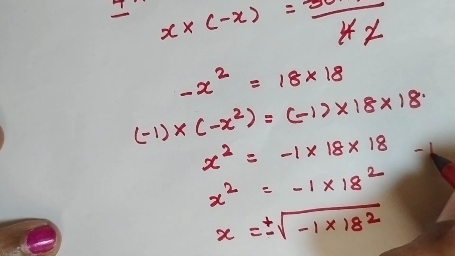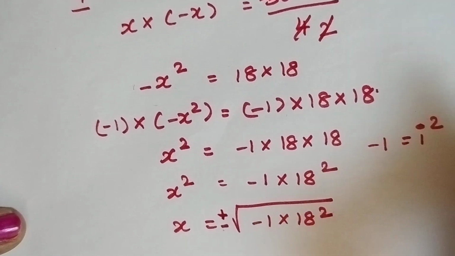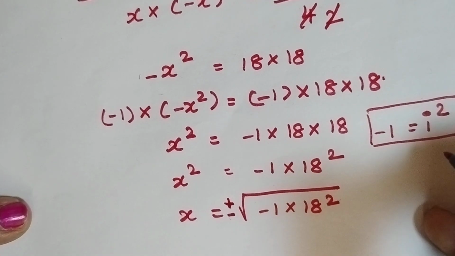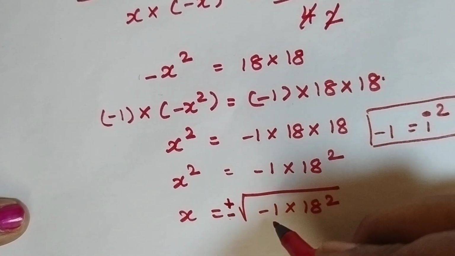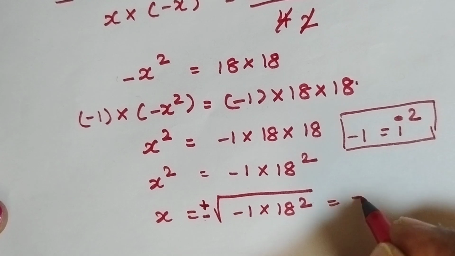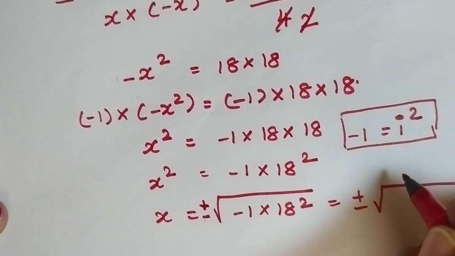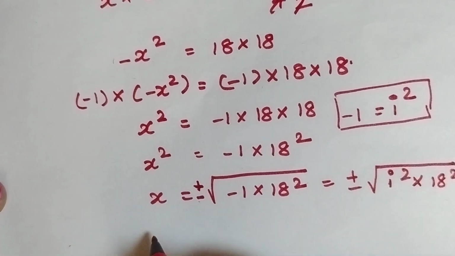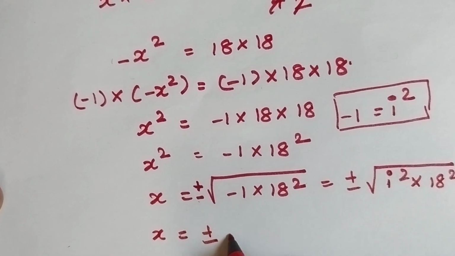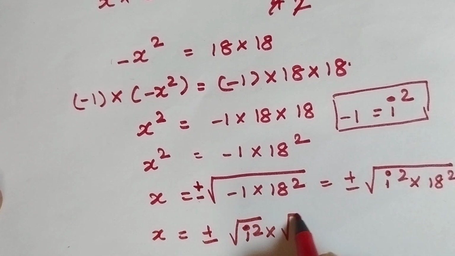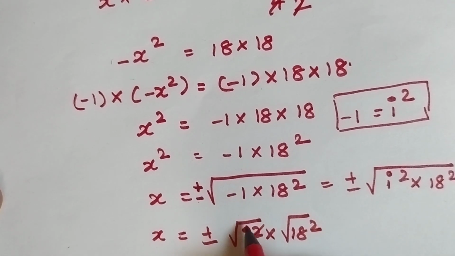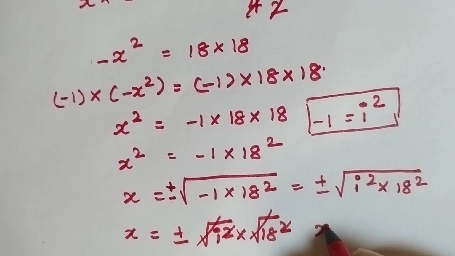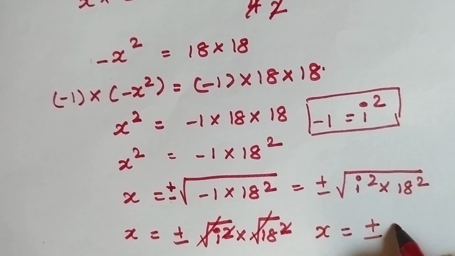We know that minus 1 is equal to i square. It's an important rule: minus 1 is equal to i square in complex numbers. So apply this i square instead of minus 1 here. Therefore x is equal to plus or minus the root of i square into root of 18 square. Square and root get cancelled. Therefore I will get x is equal to plus or minus 18.